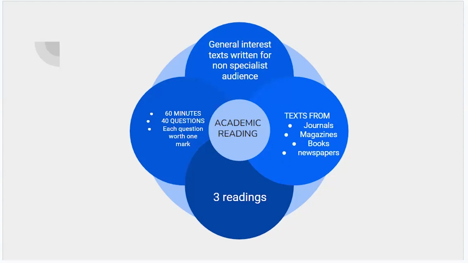So let's move to academic reading. It's just about the structure. In academic reading, there will be three major sections. The first will be the easiest one, the second will be a little bit difficult, and the third is the hardest of all. For academic reading, you will be provided 60 minutes, that is 1 hour, which contains 40 questions, and each question is worth 1 mark.